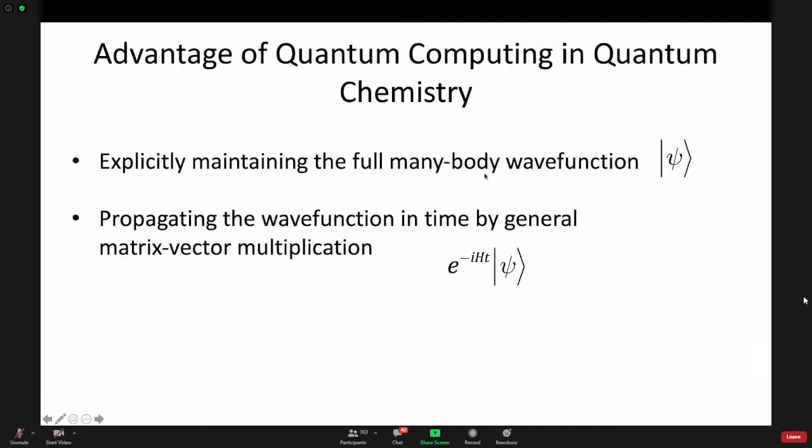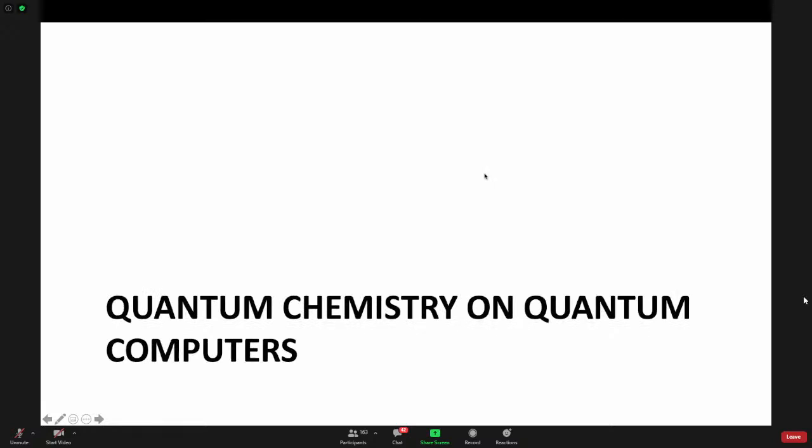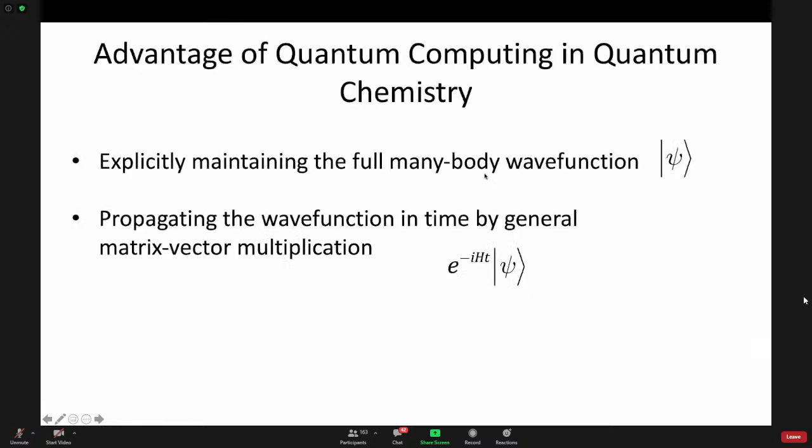So next, I'd like to move on to quantum chemistry on a quantum computer. What's the advantage of quantum computing in quantum chemistry? There are two important advantages. The first advantage is that we can explicitly maintain the full many-body wave function. The second advantage is the ability to propagate the wave function in time by general matrix-vector multiplication.